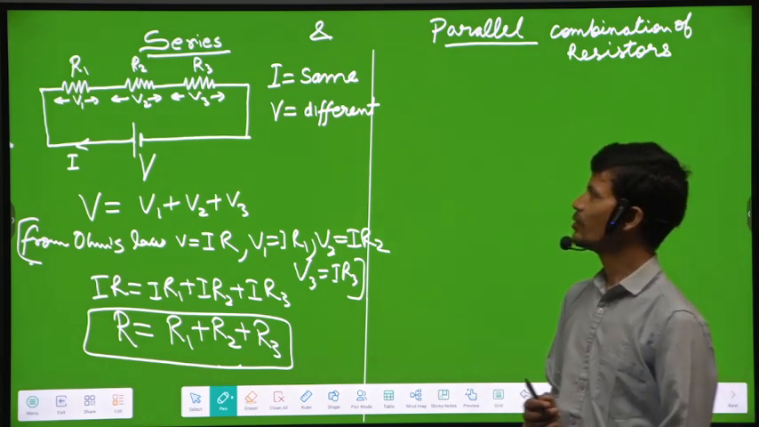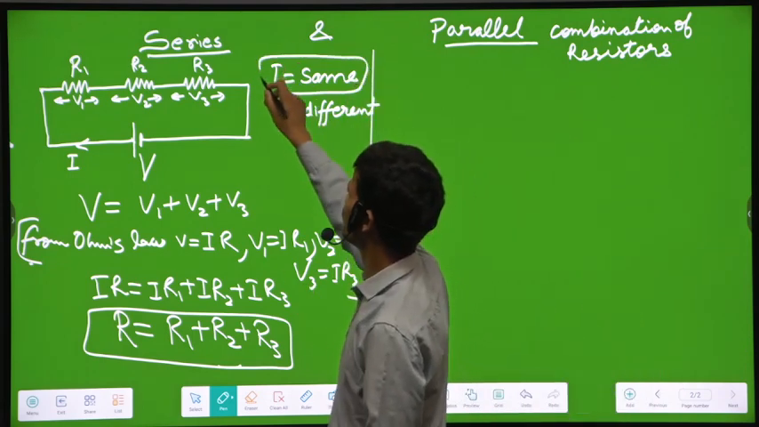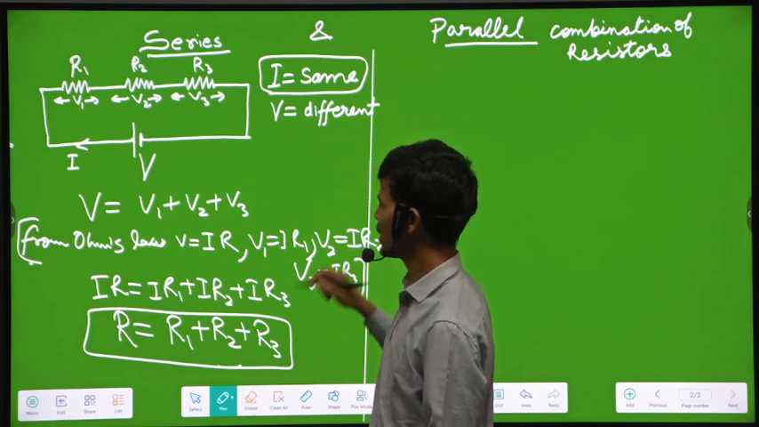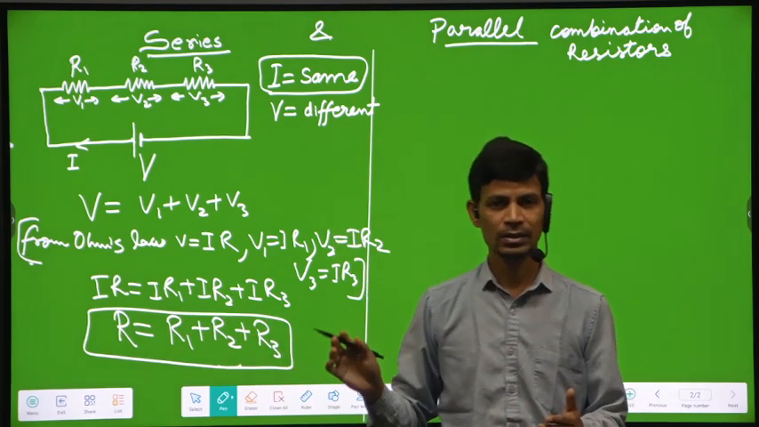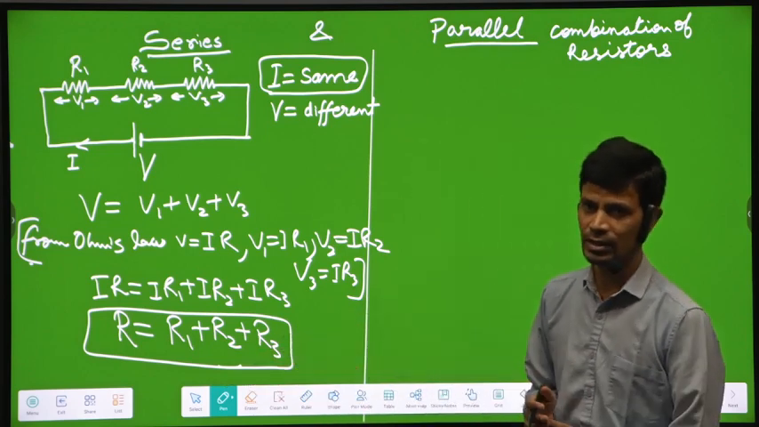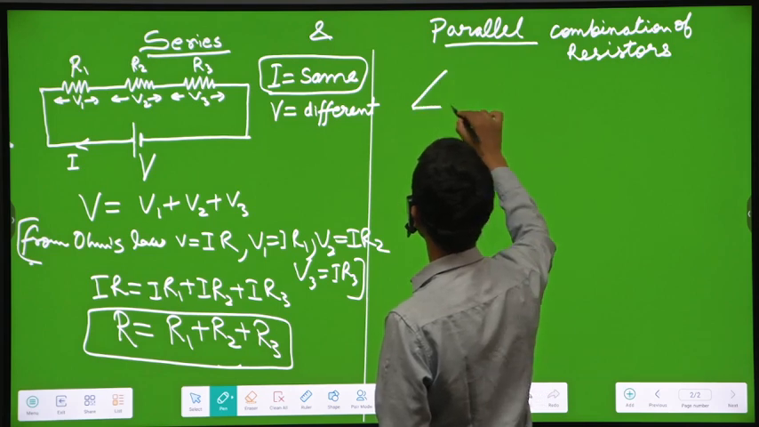What are the basic outcomes from this series combination? First thing, in series, current will remain the same. And second thing, resistance will be the sum of all the resistors. Now in parallel combination, again I am taking 3 resistors.